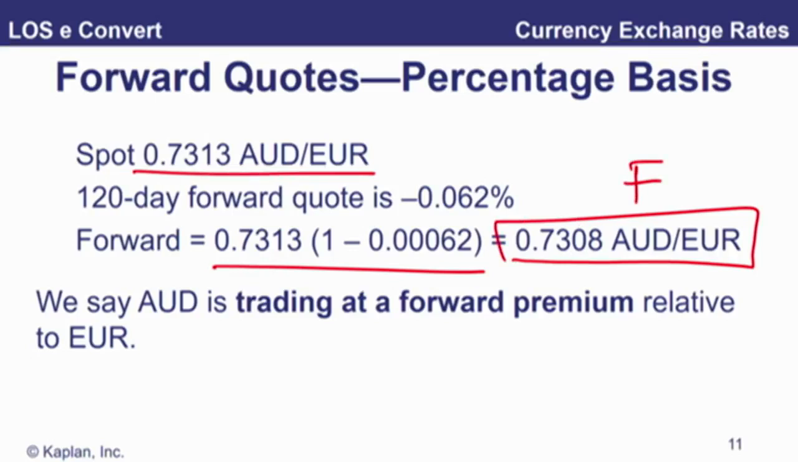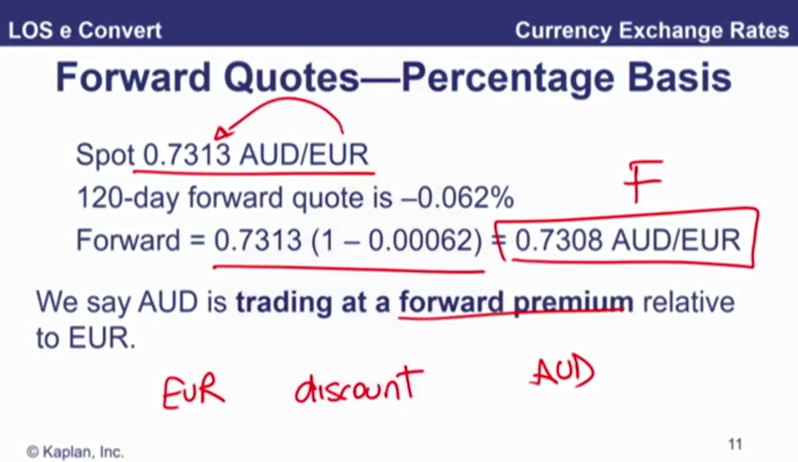What about the interpretation? Well, here we would say the Aussie is trading in a forward premium relative to the euro. Conversely, we'd say the euro, if we just write that in as well, is trading at a discount relative to the Aussie. Has to be the opposite way around. Now, let's look at logic. Why is that? I personally, and that's why I've written it down, I always like to start with the base because that's 1 unit. It's a lot more solid. We have 1 euro in the spot market buying 0.7313 Aussies. 1 euro gets you 0.7313 Aussies.